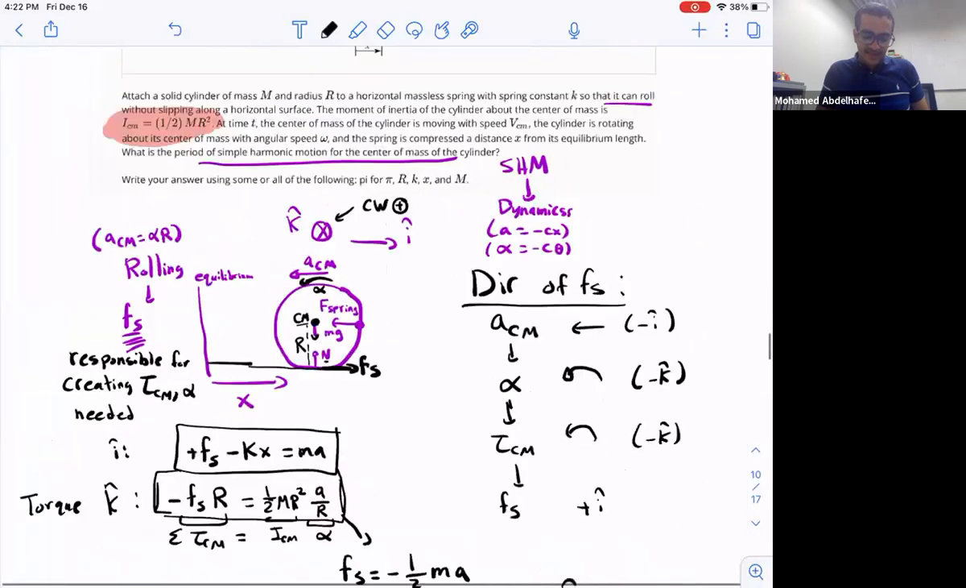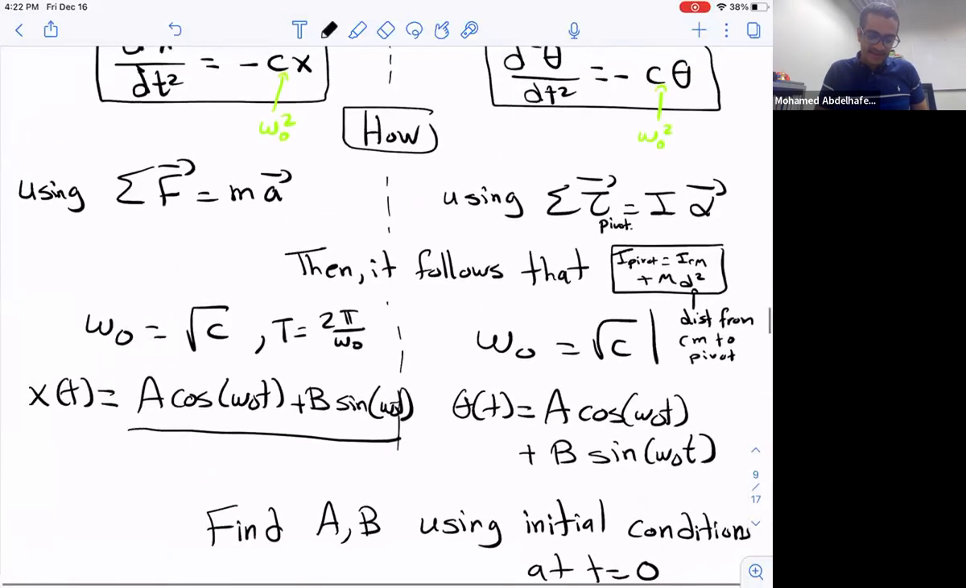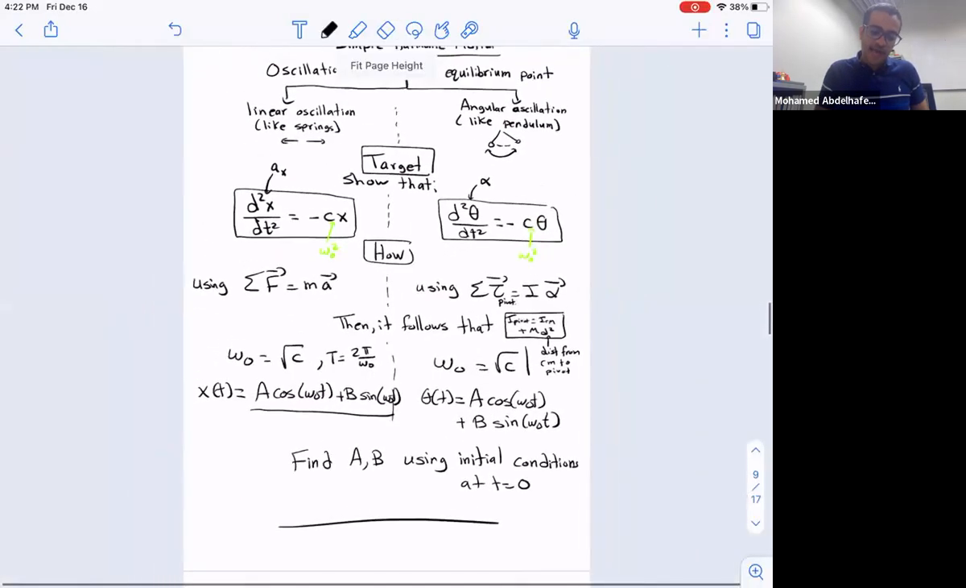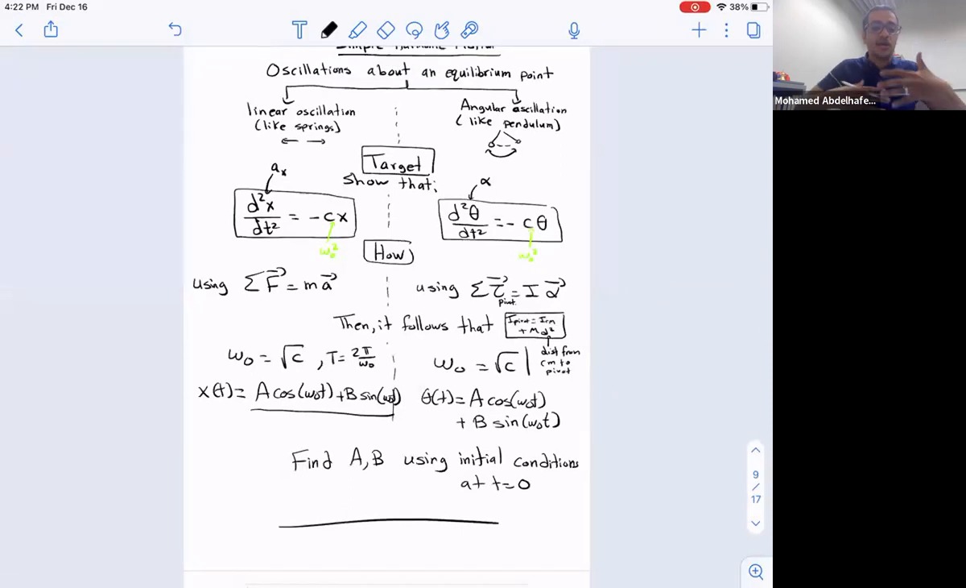Okay, so the general slide again is here. Be careful whether you're doing angular or linear, and then from that write either forces or torques, and then from that show that the a or alpha follows the differential equation of a harmonic oscillator. Any questions about harmonic motion?